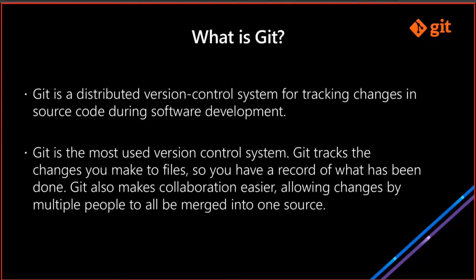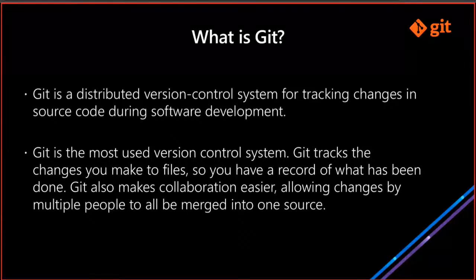Git tracks the changes you make to the files, so you have a record of what has been done, and Git also makes it easier for collaboration, allowing other people to make changes and merge it into one source. If you are working on a project, multiple people can work on one code, and Git will manage each and everything and keep the record of that.